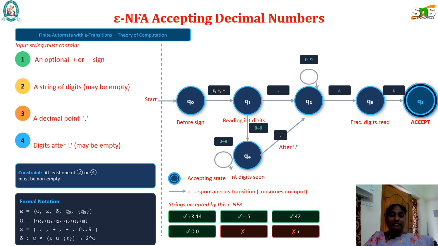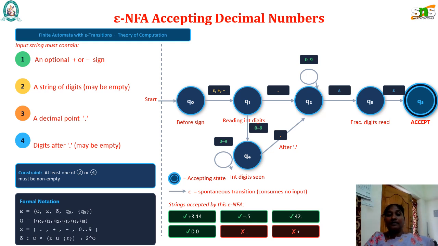Based on this input string, we are going to design an Epsilon-NFA to accept decimal numbers. In the formal notation, capital E represents a 5-tuple which includes a set of states Q, an input alphabet sigma, and the transition function delta. Q0 is the starting state, and there is a set of final states. The possible input symbols are the dot or decimal point, plus or minus, and the digits 0 to 9.